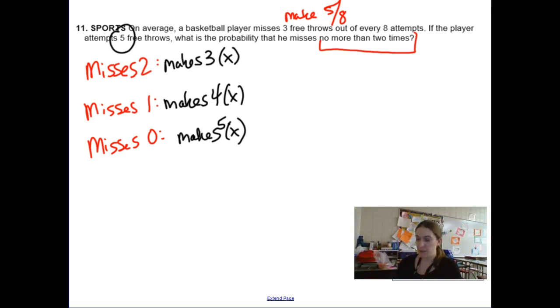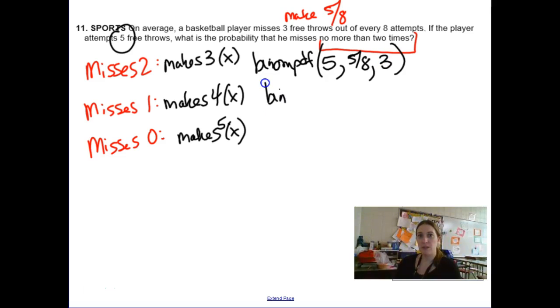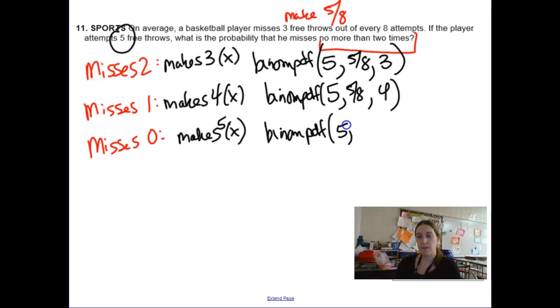And I think we're ready to start typing. So on this one, binomial PDF. We'll be doing, let's see, 5 free throws. His probability of success is 5/8, and he's going to make 3. And then same thing here, binomial PDF. Still 5 free throws, still a 5/8 chance of being successful, but this time he's going to make 4. And this time, 5, 5/8, and 5.